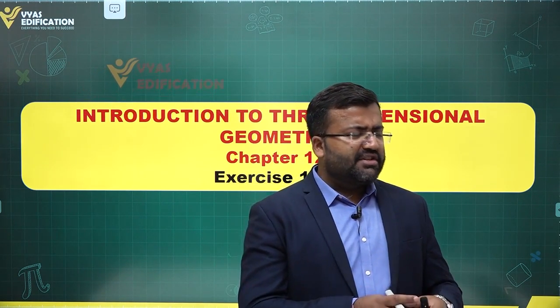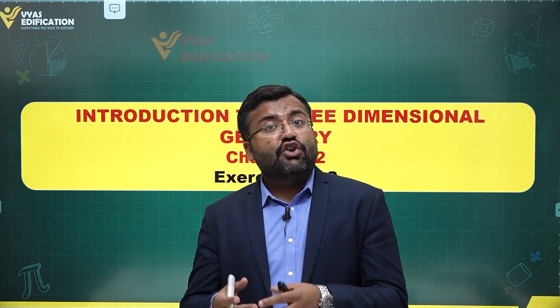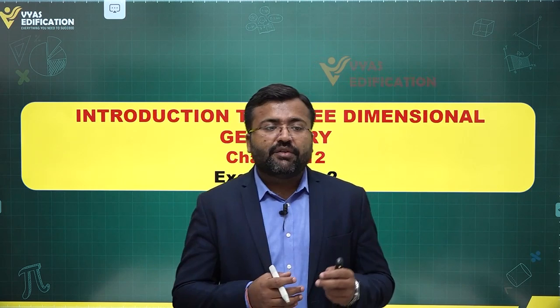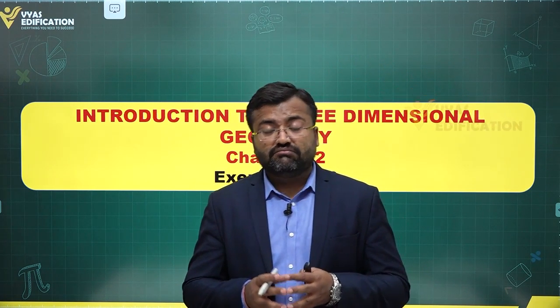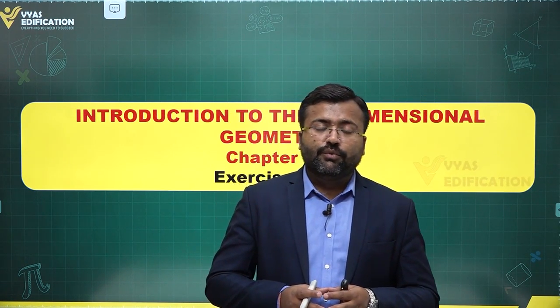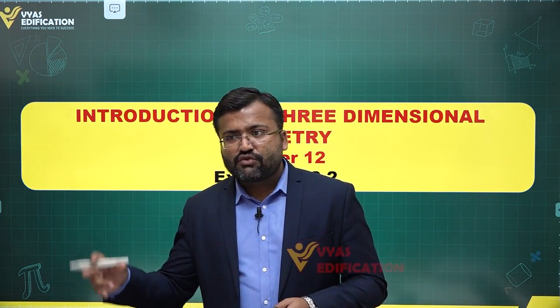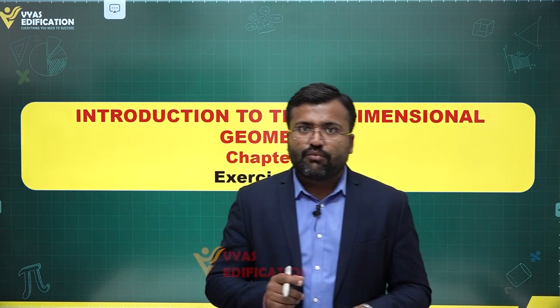Distance formula in 2 dimensions is very simple, and in 3 dimensions is also very simple. Like in 2 dimensions, if you want to find the distance between 2 points (x1, y1) and (x2, y2), we take (x2 minus x1) square plus (y2 minus y1) square and take the under root. That's the distance between these 2 points.